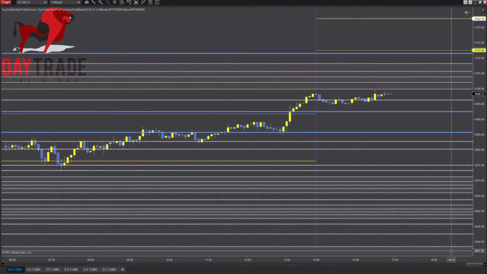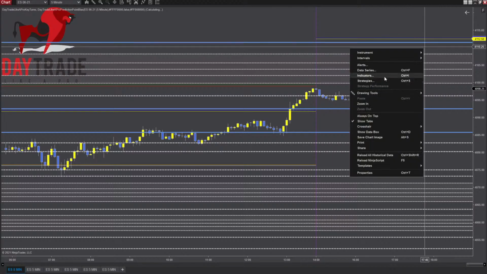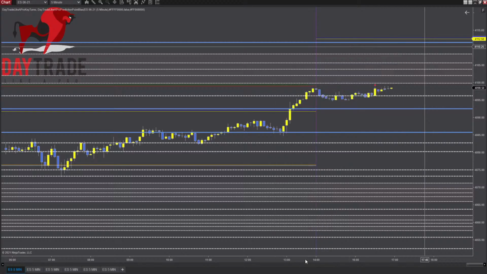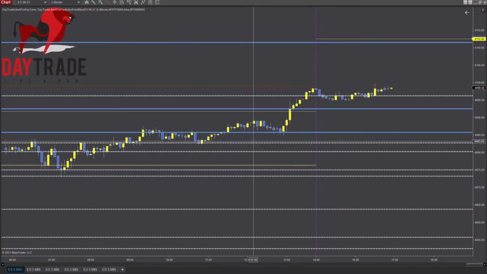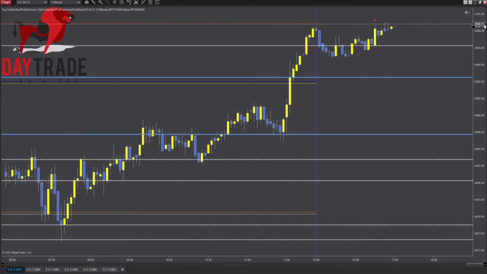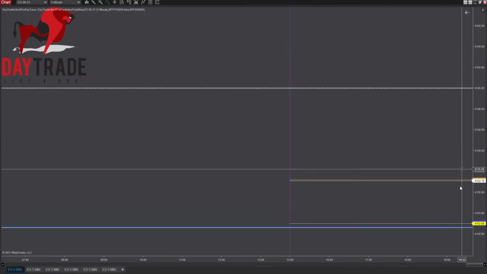So let's see if, okay, so let's remove the drawing tools. Let's get rid of the fibs. I want to show you one other thing as well on the NASDAQ. So, okay, removing the drawing objects. Okay, so over here, some interesting things are happening with key turns.